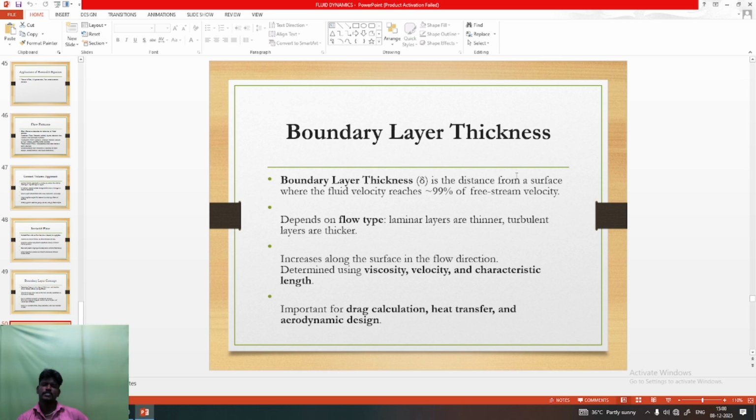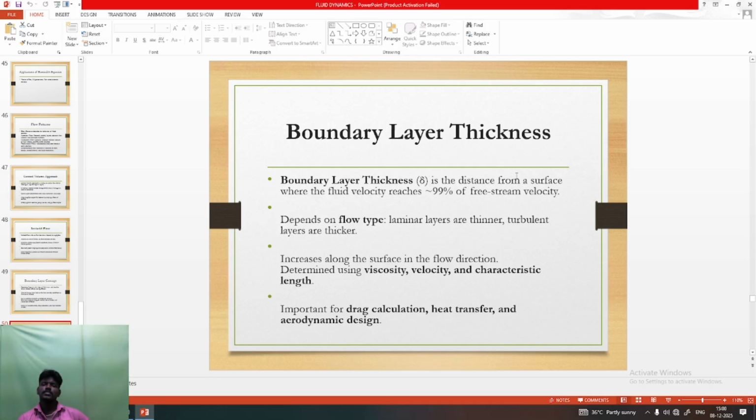Boundary layer thickness is represented by delta. It is the distance from a surface where the fluid velocity reaches 99% of the free stream velocity. It depends on flow type: laminar layers are thinner and turbulent layers are thicker. It increases along the surface in the flow direction, depending on viscosity, velocity and characteristic length. It is important for drag calculation, heat transfer and aerodynamic design.